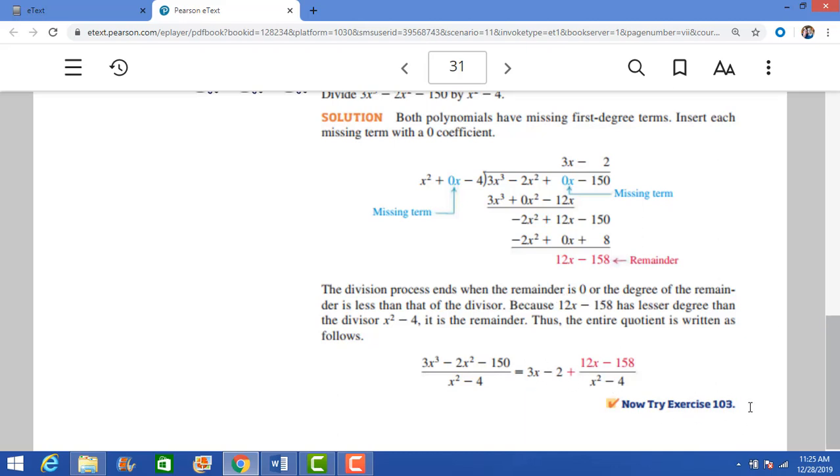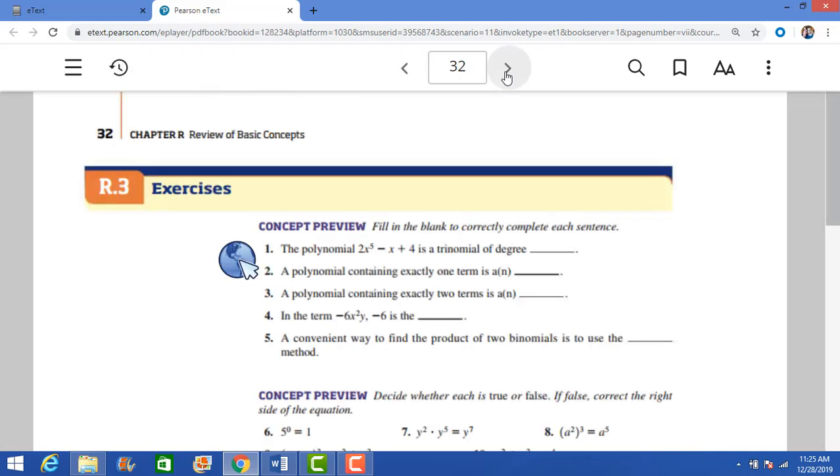Okay, now you can go ahead and try exercise 103. And we're done. So these are the exercises. So make sure you do these exercises as practice. Do the homework. And again, if you get stuck on anything, bring those problems to class.